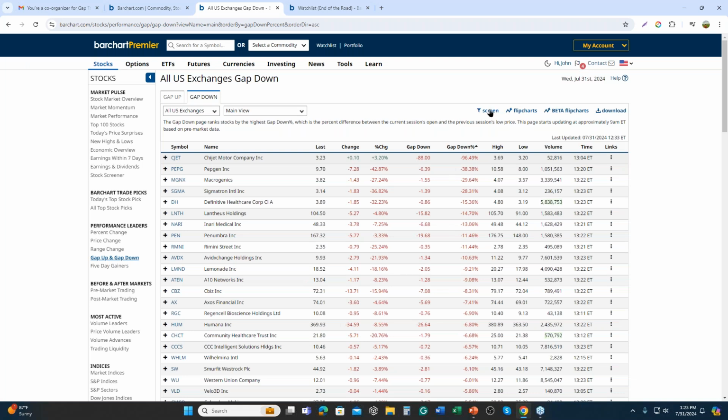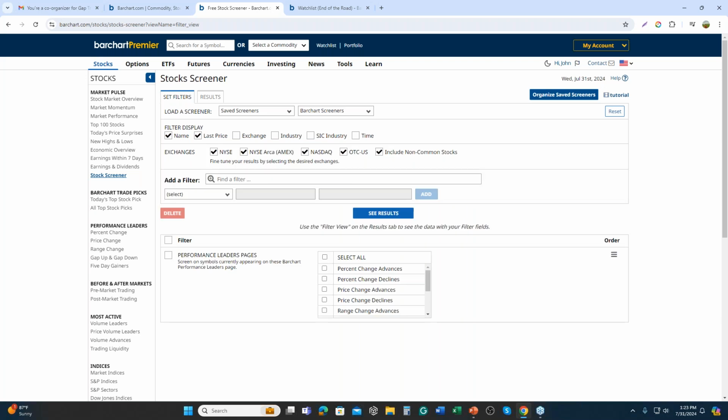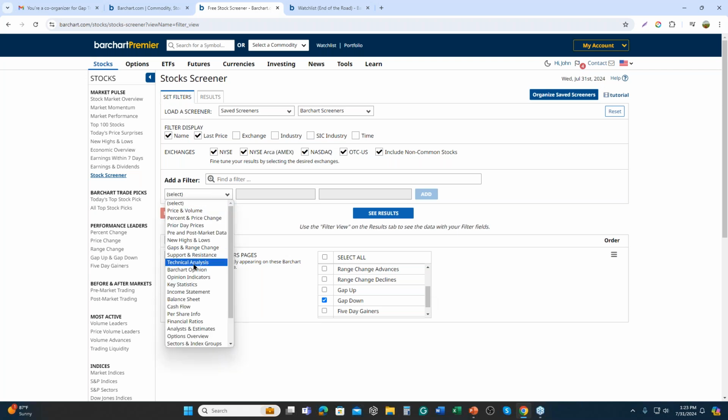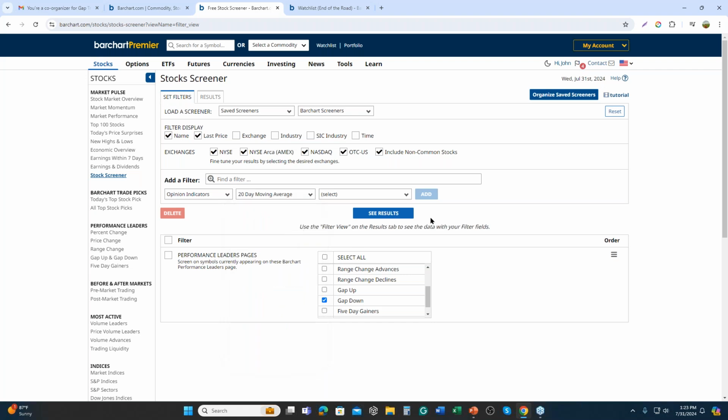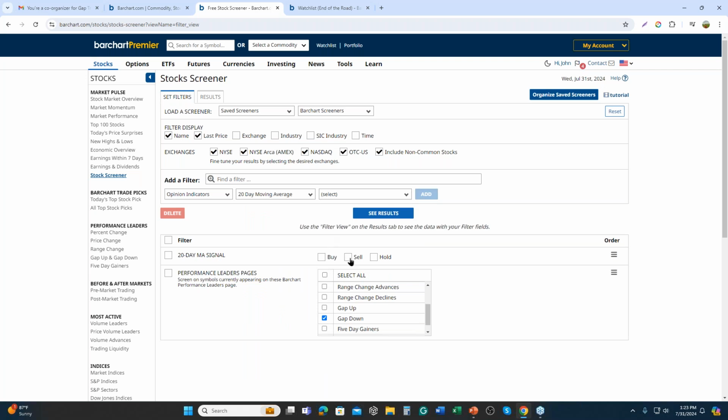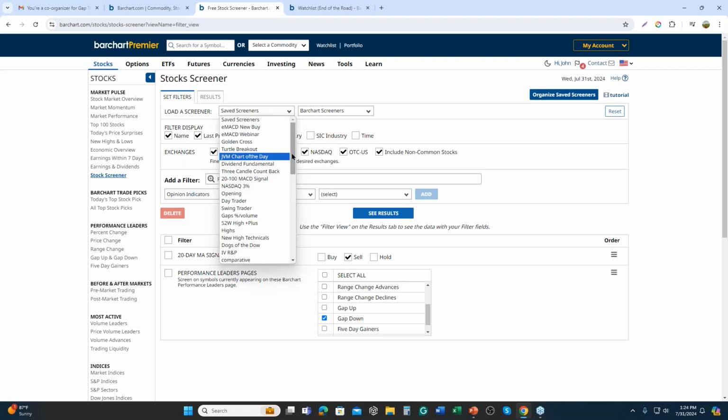The other thing we can do is we can start screening on the gap down page. And again, what I could do is pick some of those characteristics that we just talked about and use them as screening criteria. In this case, I'm adding the 20-day moving average new sell signal. In other words, I'm saying, okay, screen on these ones that are gapping down and show me those where price is now below the 20-day moving average. And so that's what I did, I went in here and I created a saved screener.